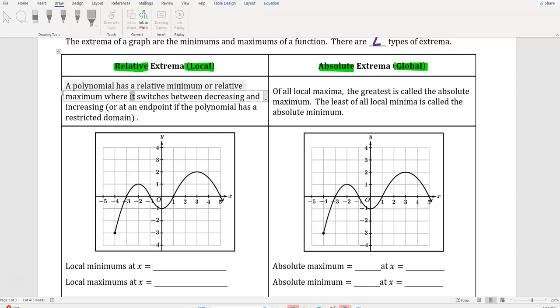Maximum where the function or the polynomial switches between decreasing and increasing, or at an endpoint if the polynomial has a restricted domain. That last part is what is interesting to me because in AP Calculus, the definition that they use as the standard does not allow a relative maximum or minimum to be at an endpoint. They basically use the definition that the function switches from increasing to decreasing or decreasing to increasing and do not consider the endpoint. There are definitions where this can be true.